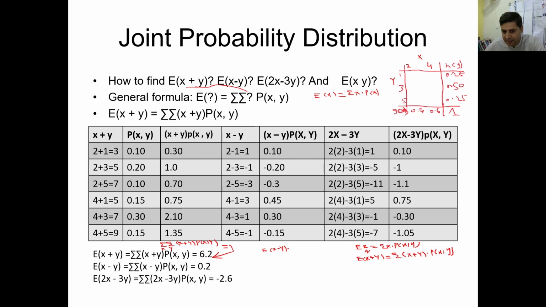E of X minus Y. So how you will write this? Double summation over x, y of (x minus y) into p, their joint probabilities. So now first of all, we need to calculate x minus y. How we will calculate? Very simple. When x is equal to 2 and y is equal to 1, so 2 minus 1 is equal to 1. When x is equal to 2 and y is equal to 3, so 2 minus 3 is minus 1. When x is equal to 2 and y is equal to minus 5, which is equal to 7.